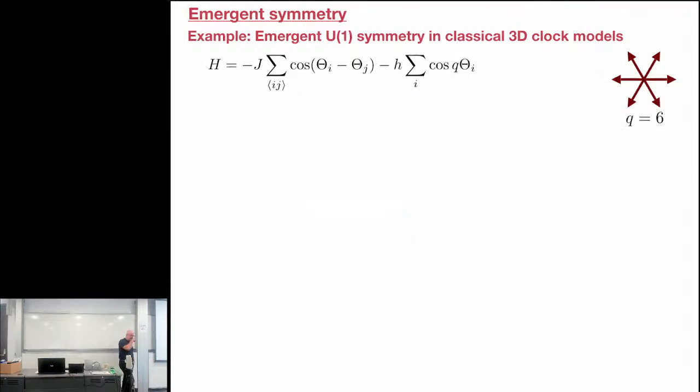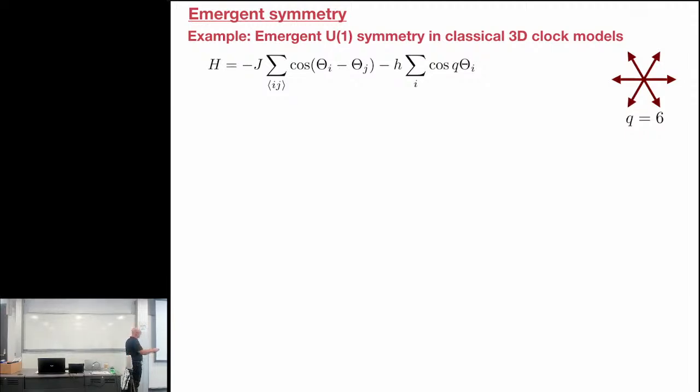Now let me talk a little bit about emergent symmetry. This will come up when we talk about deconfined criticality as well. Let me do the example of 3D clock models, which are quite interesting and useful in this regard. We take the XY model, the O(2) model, and we add cosine q theta.